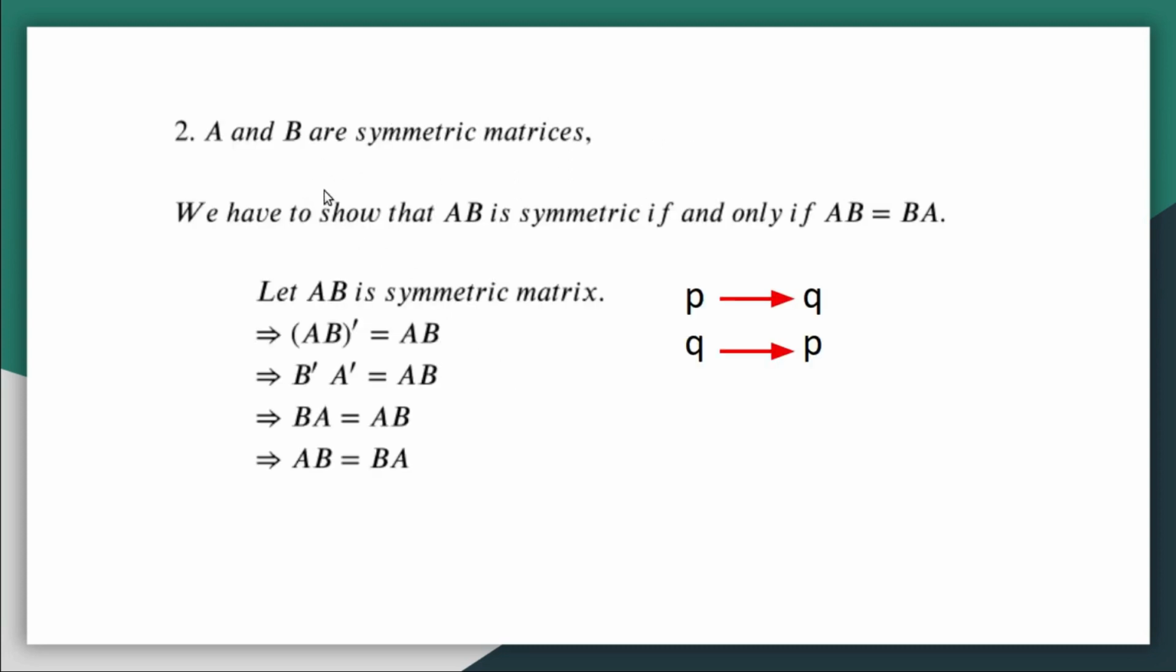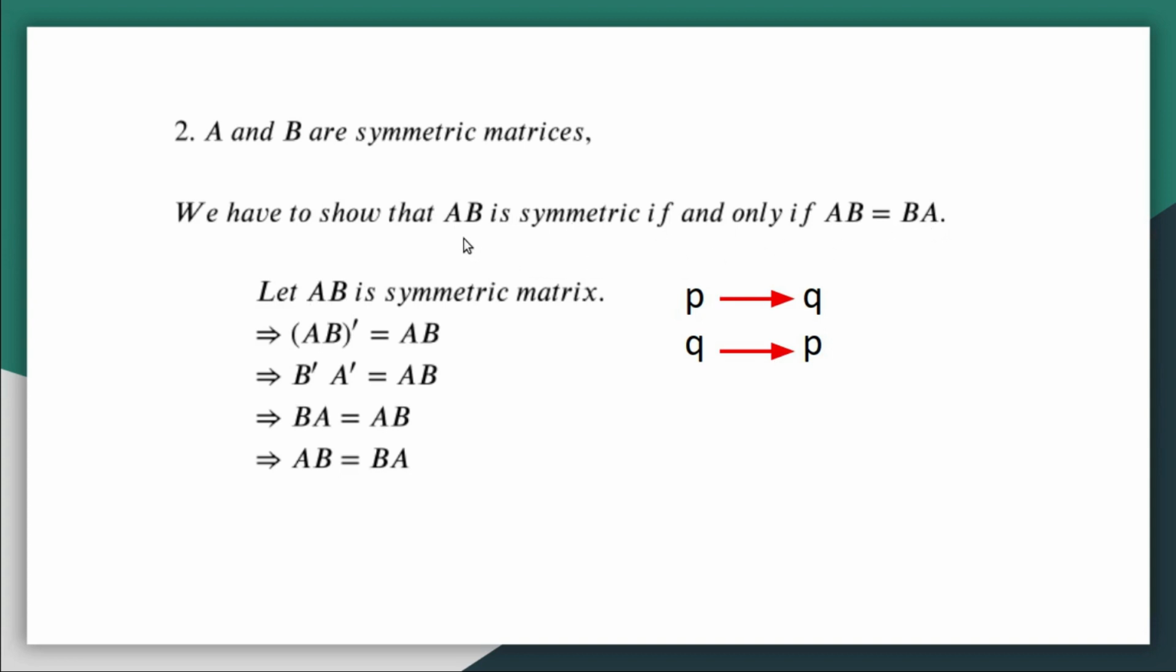Now the second one: A and B are symmetric matrices. We have to show that AB is symmetric if and only if AB equals BA. Here the statement is of the form P if and only if Q. That is, P implies Q and Q implies P. So we take P as true, then we prove that Q is true. Then for the second part, we take Q as true and show that P is true. So first we will prove that AB symmetric implies AB equals BA.